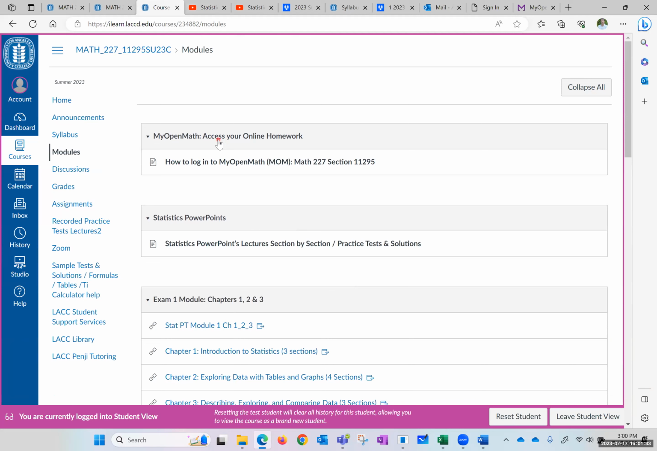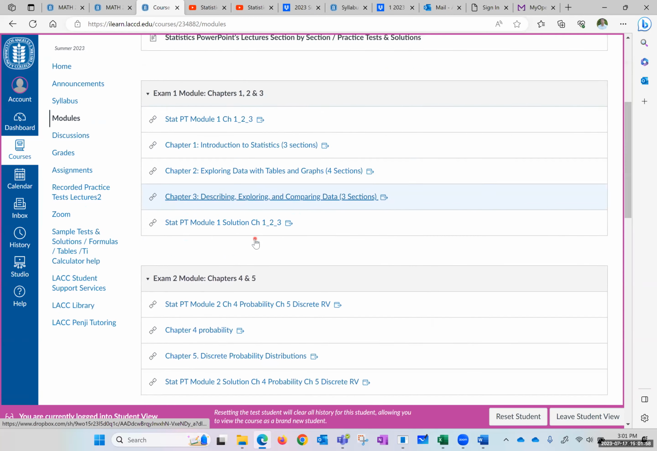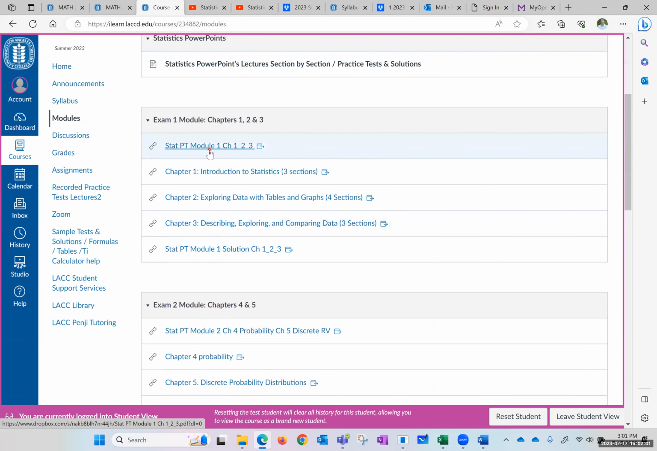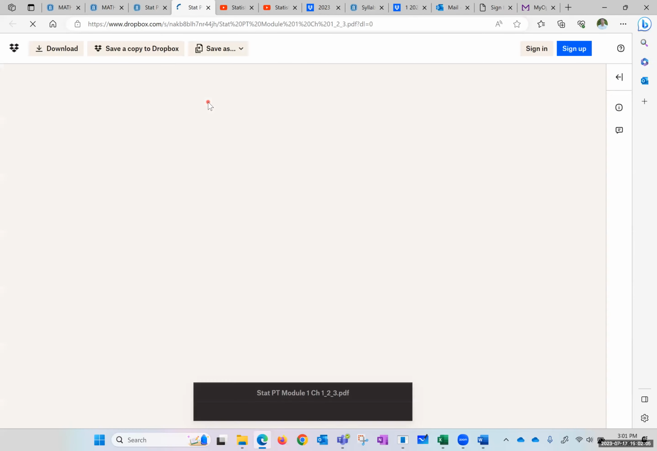The very first one is about my open math. The second one is about recordings. By the way, speaking of the recordings, you can find them on the left navigation bar also. Sometimes it's easier to find them right under the modules. Now it's time to go over a set of modules, exam 1, 2, 3, 4, 5. I'm going to go over just one of them. I start with PT, practice test. What is it and why do I do that?